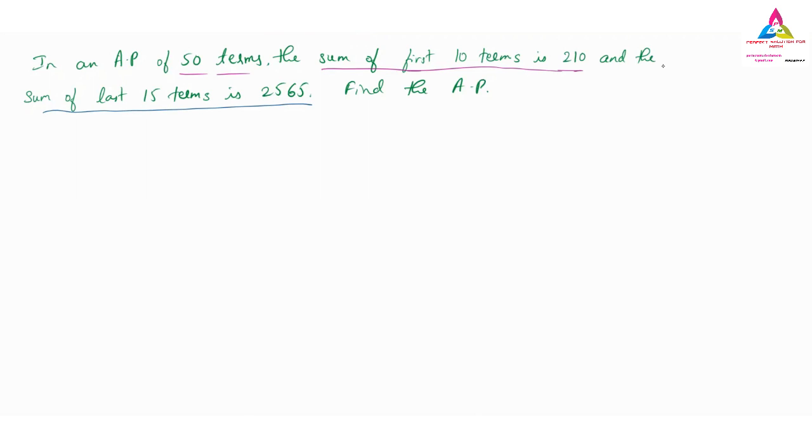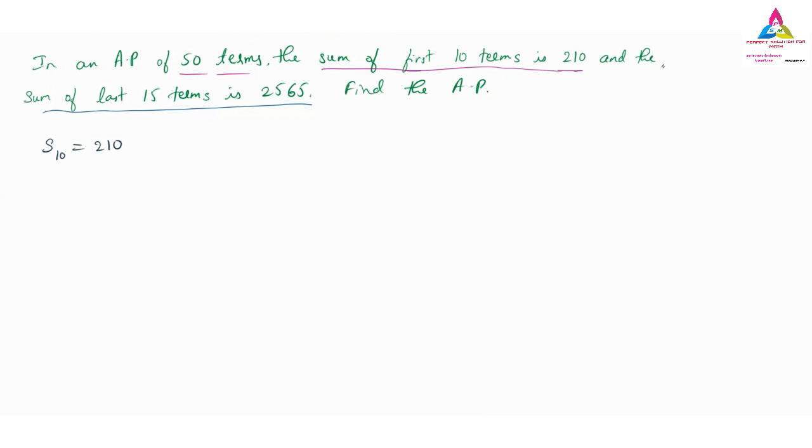The first thing, the sum of the first 10 terms. So directly we can write it down. S10 is equal to 210. And also they have given the last 15 terms. So how can we write the last 15 terms? Directly I can't write S15, because if I write S15 it means the first 15 terms. It is not the last 15 terms.